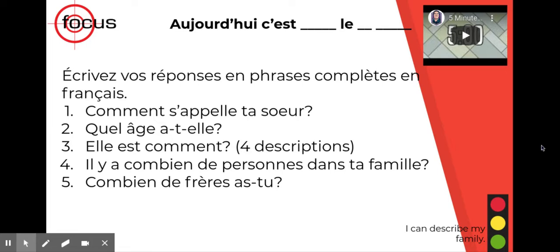Number 4, il y a combien de personnes dans ta famille? So, how many people are in your family? And 5, combien de frères as-tu? How many brothers do you have? Guest teacher, please pause the video and set a timer for the students to work for 5 minutes on their focus in their packet. They are answering these 5 questions with full sentences in French.